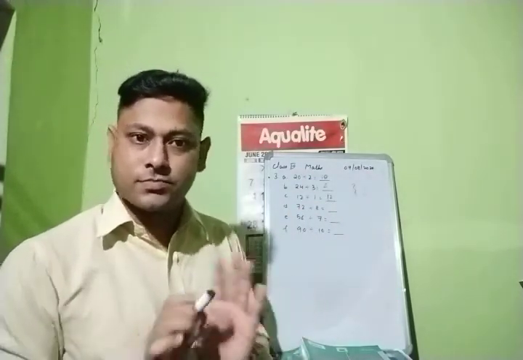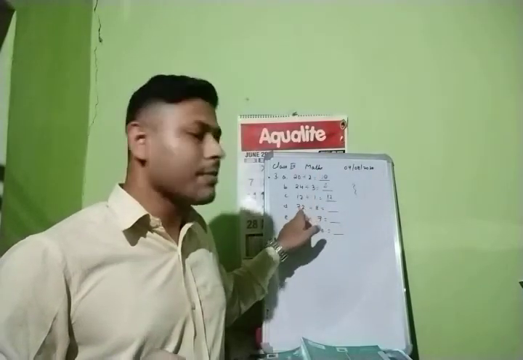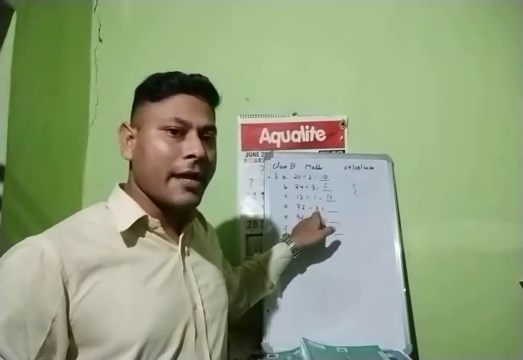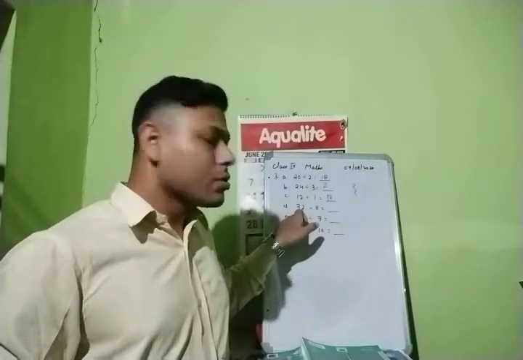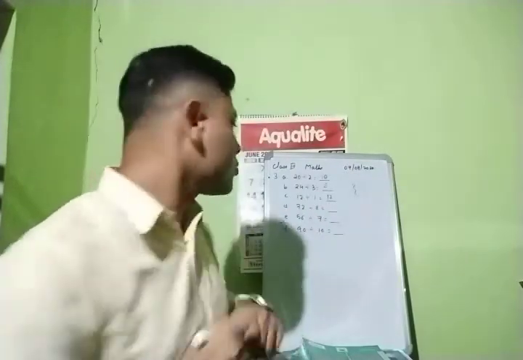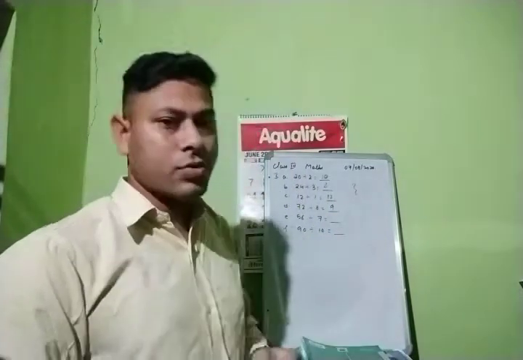Any doubt? Clear? You have to say the table of this number till this number. What is here? 72. So from 8, table of 8, you have to go till 72. So 8 nines is 72. So what will be our answer over here? 8 nines are 72. Alright?